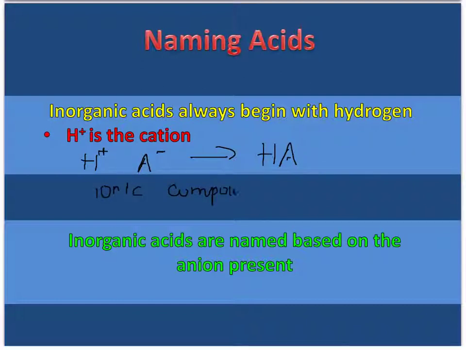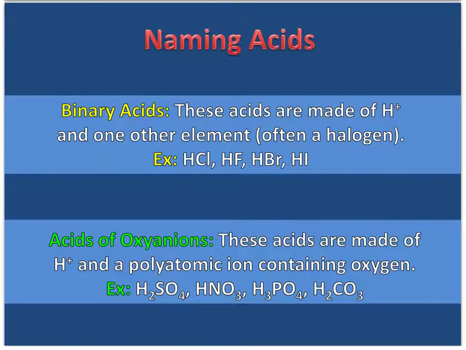It's important to know that acids are ionic compounds because we have a positively charged species and a negatively charged species. So there's going to be an electrostatic attraction between them that's going to create an ionic bond. When we name these inorganic acids, we're going to name them based on the anion present. So we're going to come across two types of acids.